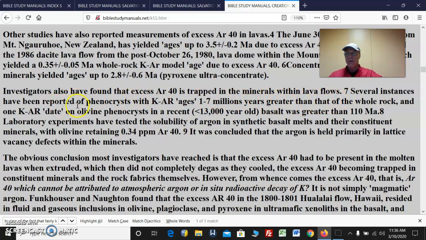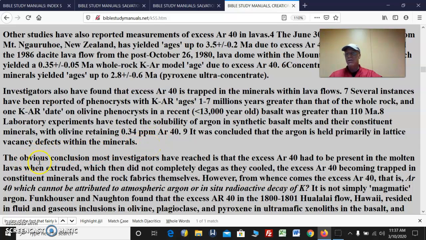Several instances have been reported of phenocrysts with potassium-argon ages 1 to 7 million years greater than that of the whole rock. So the rock over here, less, 1 to 7 million years less. Over here, more. Really, the same rock? Laboratory experiments have tested the solubility of argon in synthetic basalt melts and their constituent minerals, with olivine retaining so much. It was concluded that argon is held primarily in lattice vacancy defects within the minerals.